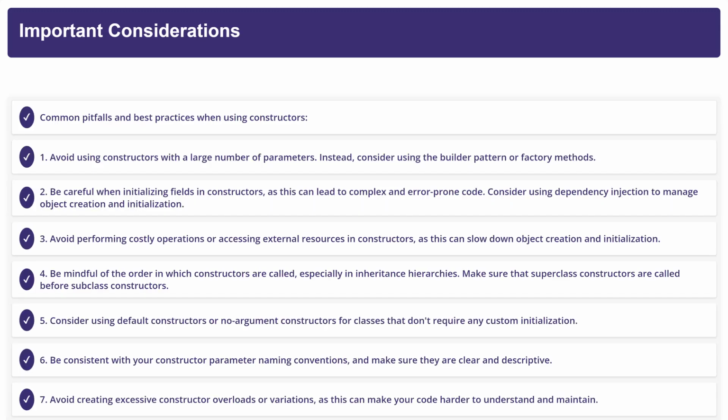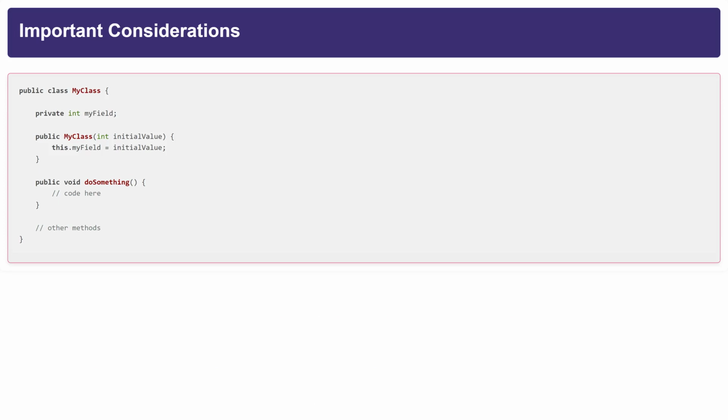In this slide, we will discuss some common pitfalls and best practices when using constructors in Java. Let's dive in. Here's an example of a simple class with a constructor. The constructor takes an initial value as a parameter and initializes the myField field. The doSomething method is just a placeholder. Let's move on to the next slide for more examples and explanations.